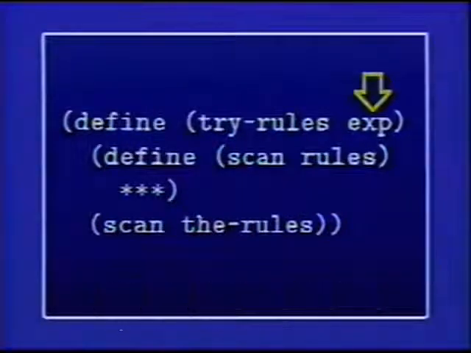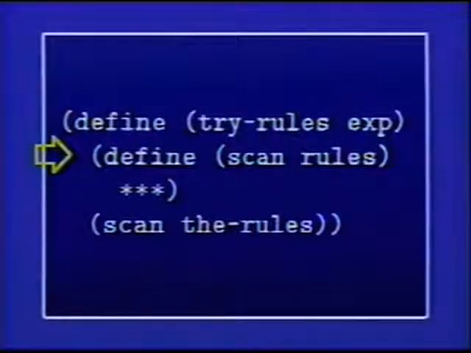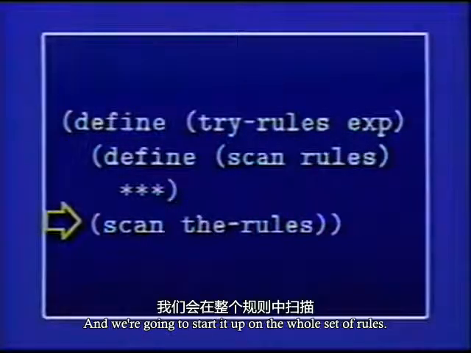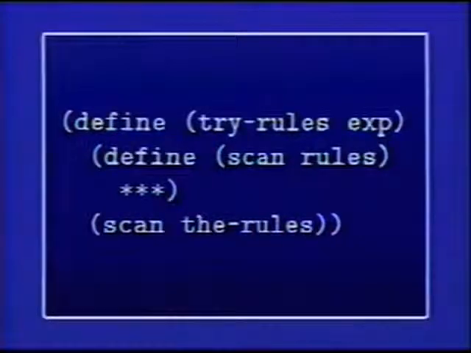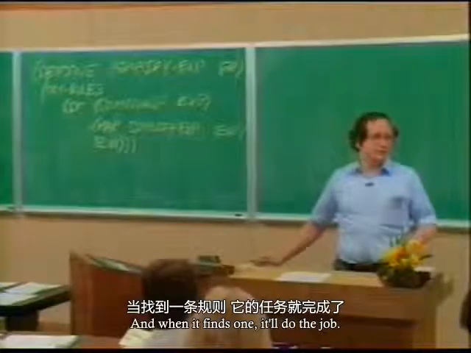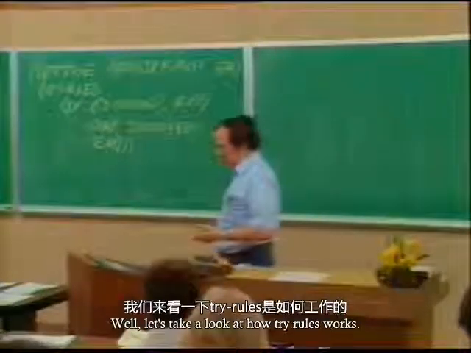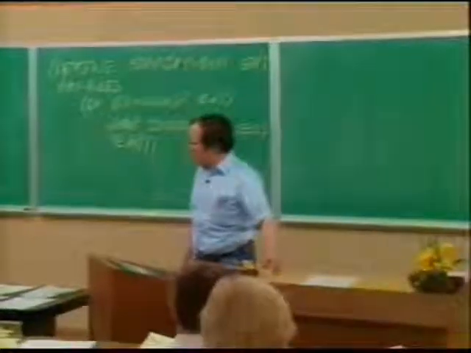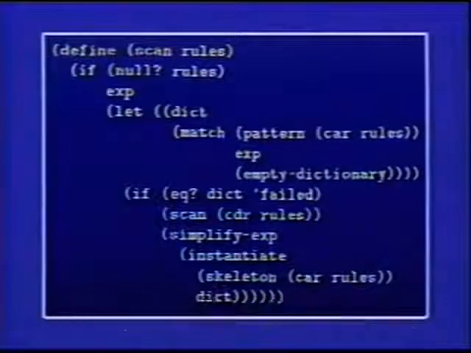That's what this is. And what we're going to define here is a procedure called scan, which is going to try every rule. And we're going to start it up on the whole set of rules. And this is going to go cootering down the rules, if you will, looking for a rule to apply. And when it finds one, it'll do the job. Okay, well, let's take a look at how try rules works. Well, scan rules, the way of scanning.